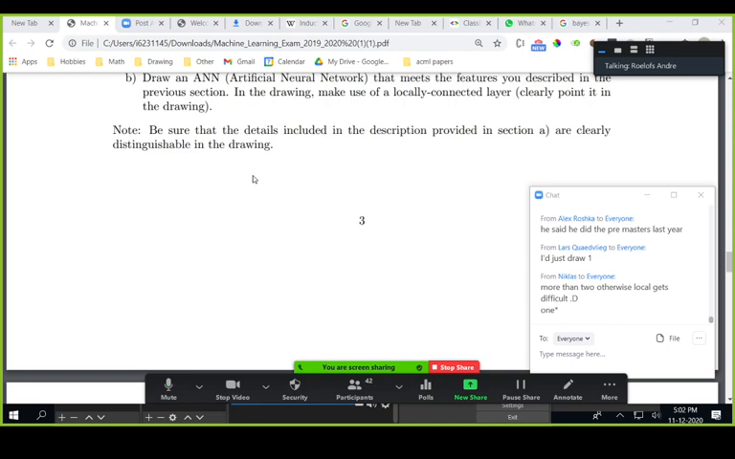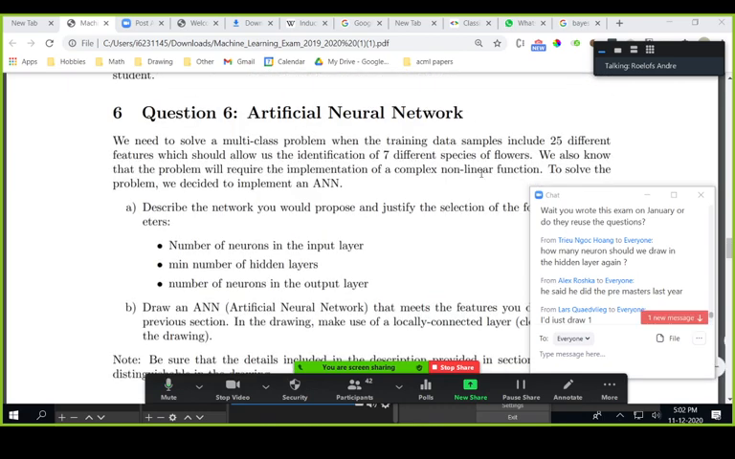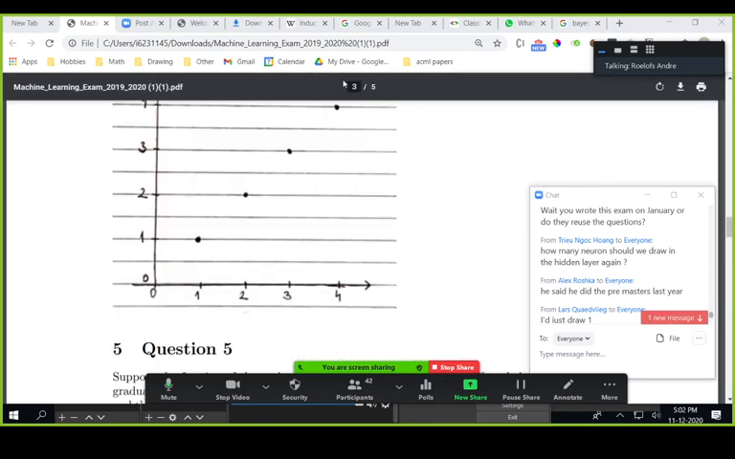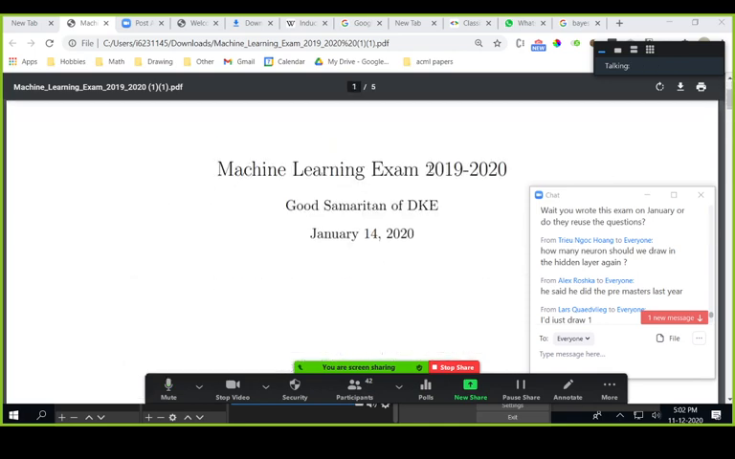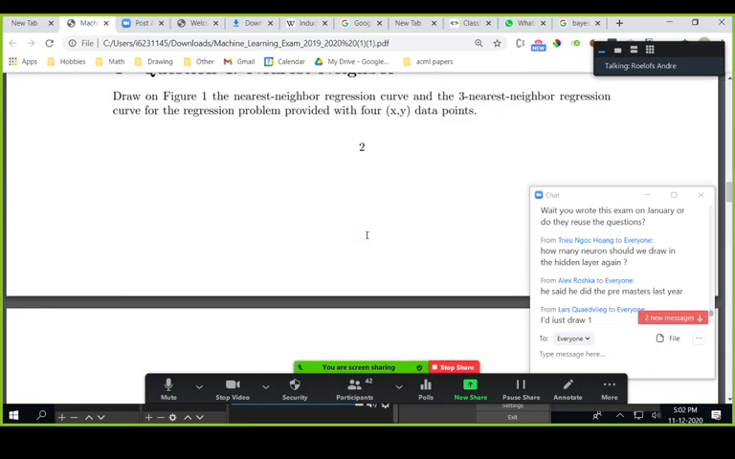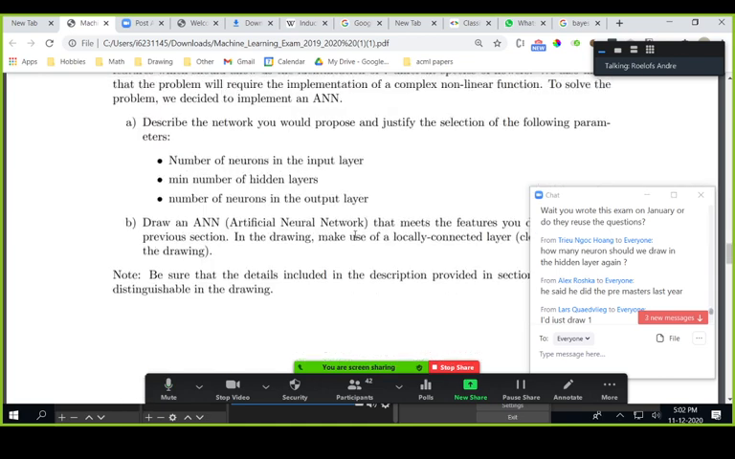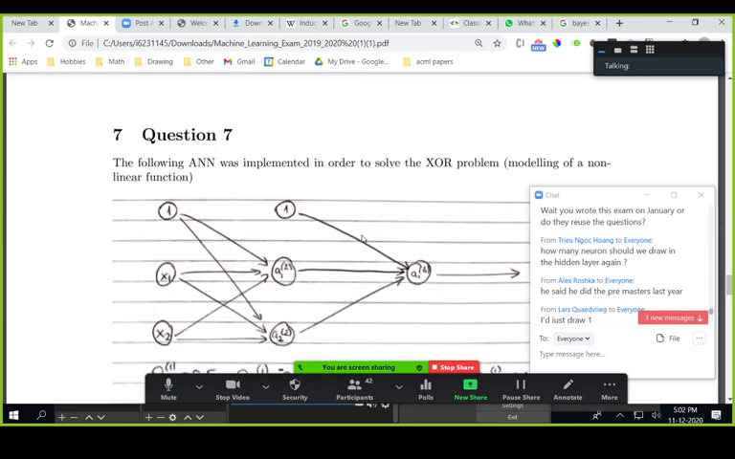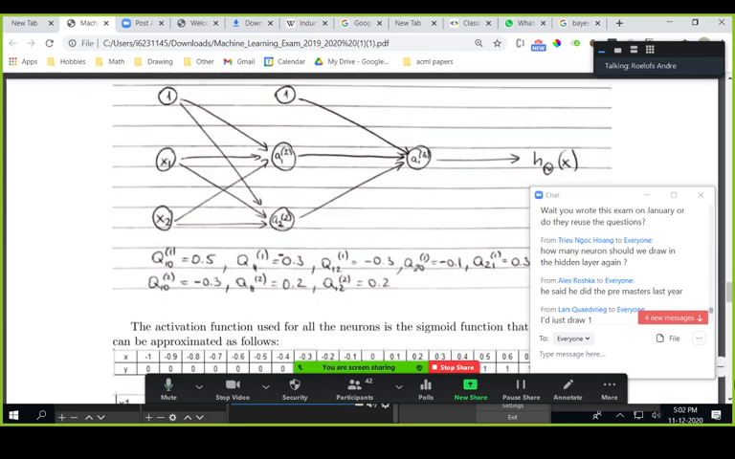I did the pre-master last year, and this exam was the first exam. So it wasn't the January exam, because the January exam would be like 2020. I'm almost certain that I've seen this somewhere. Oh well, whatever. Maybe it was the resit. But okay, I just draw one.